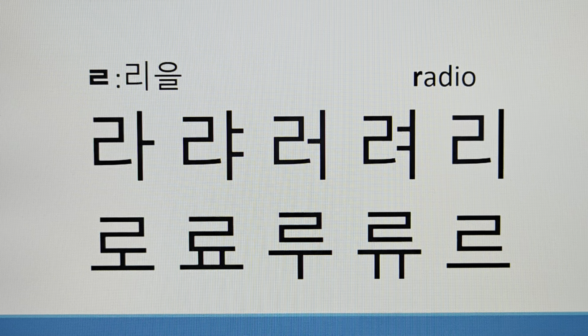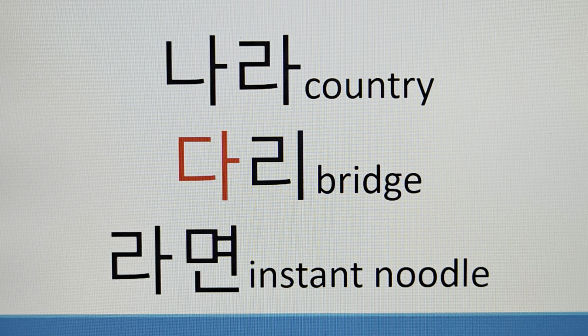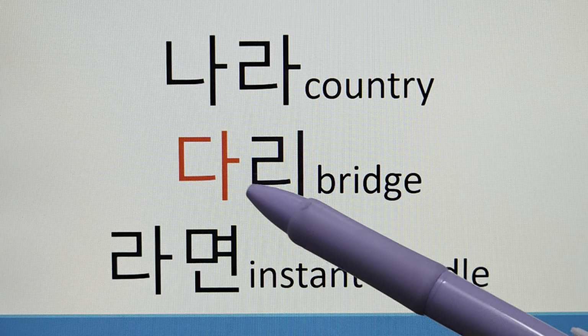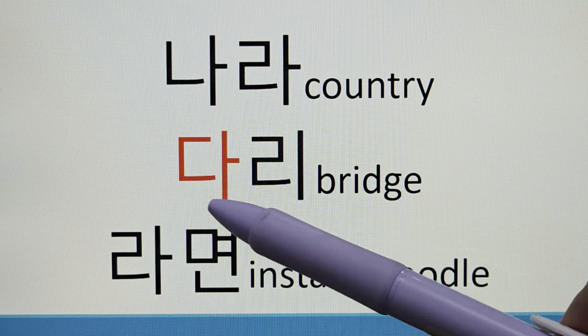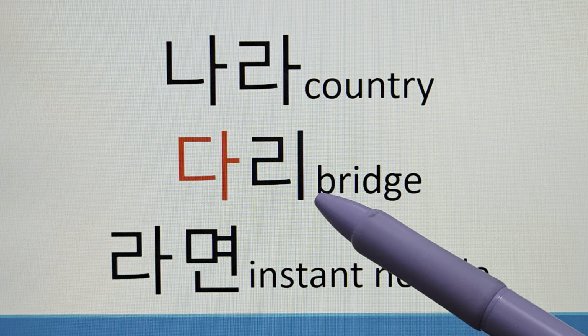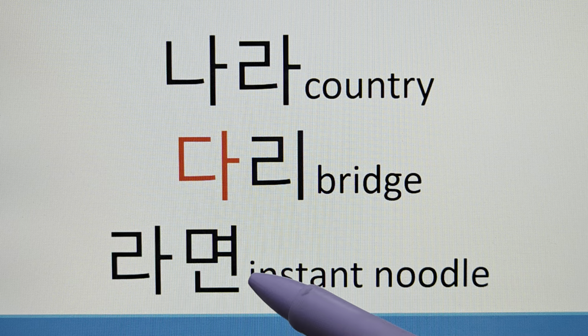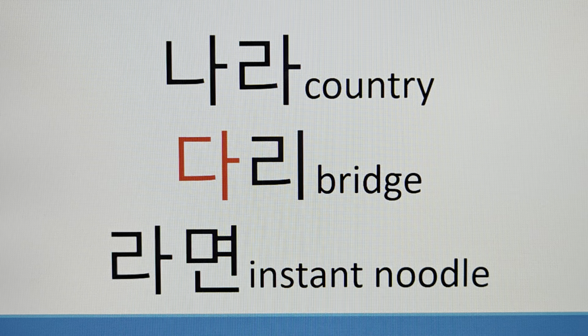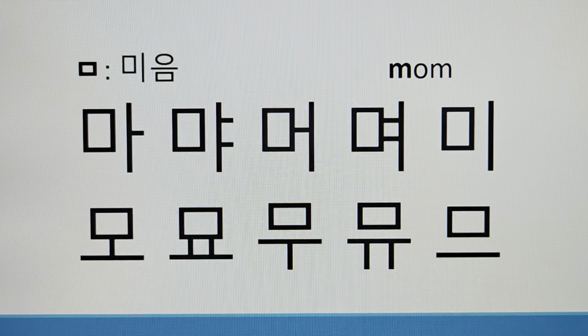So now let's read some examples. 나라, country. 파리. I hope you know the meaning of this red syllable. 파리. 라면, 라면. Instant noodle.